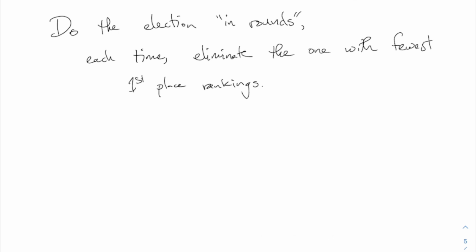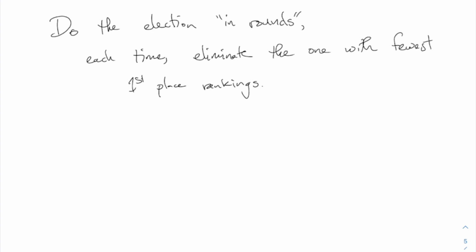Anyway, each time you eliminate the candidate with the fewest first place rankings, and then you recalculate the votes, and you go to the next round, and then you eliminate somebody else, and you keep on doing this until there's only one person left, and that's the winner. All right. This is how you do the ranked choice voting, also known as the instant runoff.